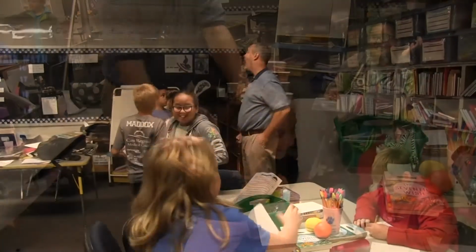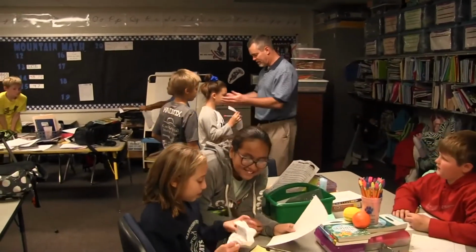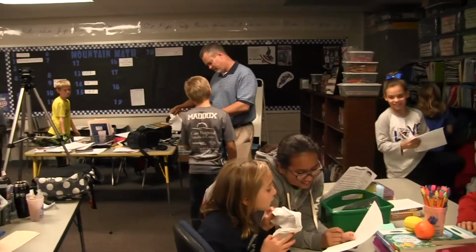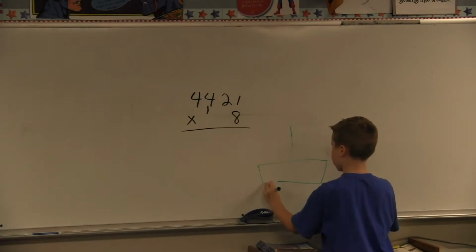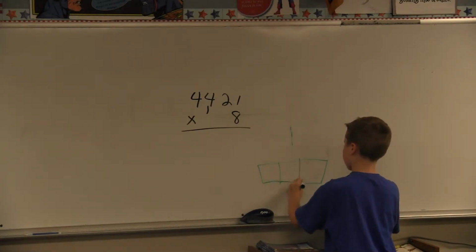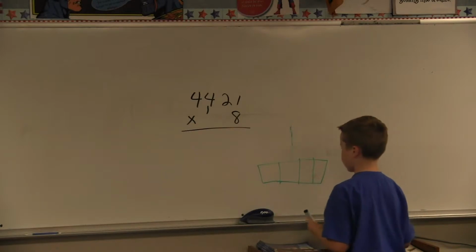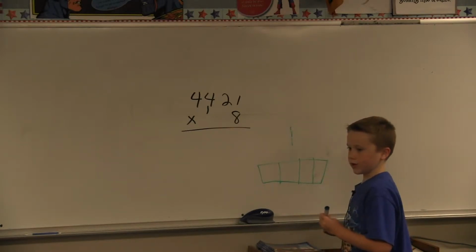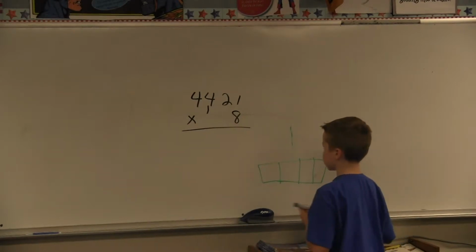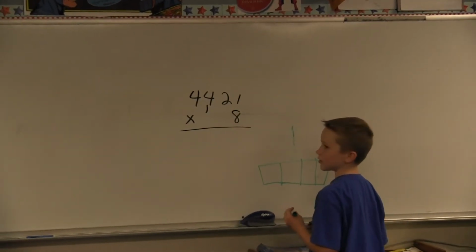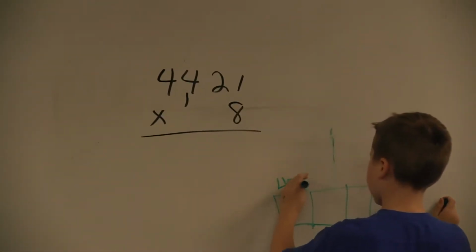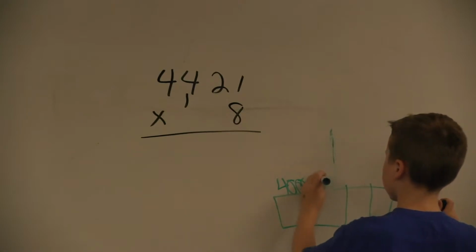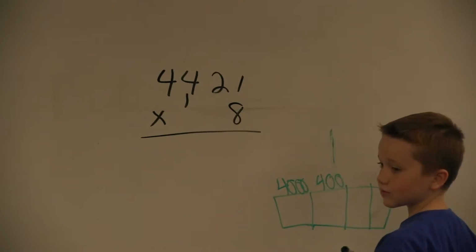Good job, that's perfect. Nicholas, can you tell me what you're doing? I'm doing an area model. Area model. And can you tell me what the problem is? 4421 times 8. Good. And what is that? That first number there. 4,000. And what place is it? Thousands place.